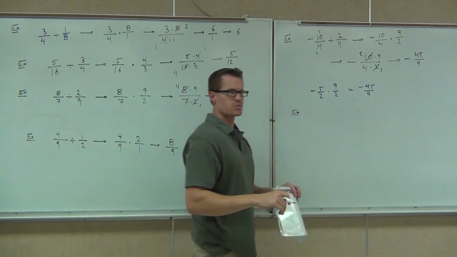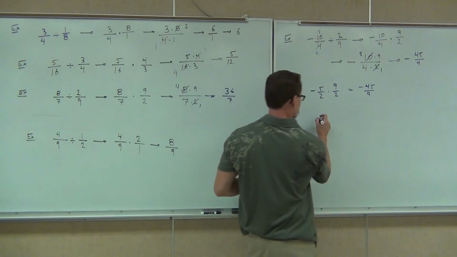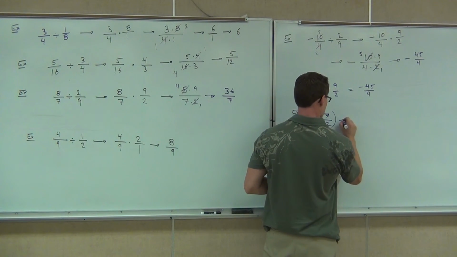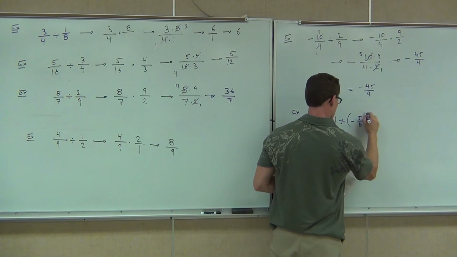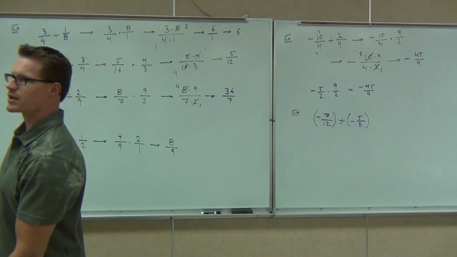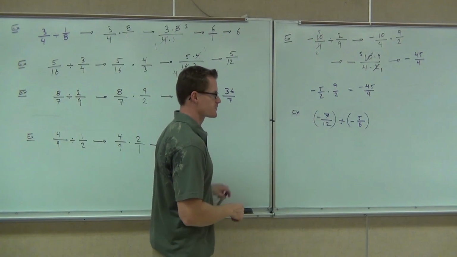Okay, we'll do one more with just some numbers. We'll throw some variables up there, and then we'll do some evaluation. Let's do this thing. So negative 7/12 divided by negative 5/6. Ladies and gentlemen, our answer is going to be positive or negative. What do you think? Positive. For sure. Negative divided by negative is for sure positive.